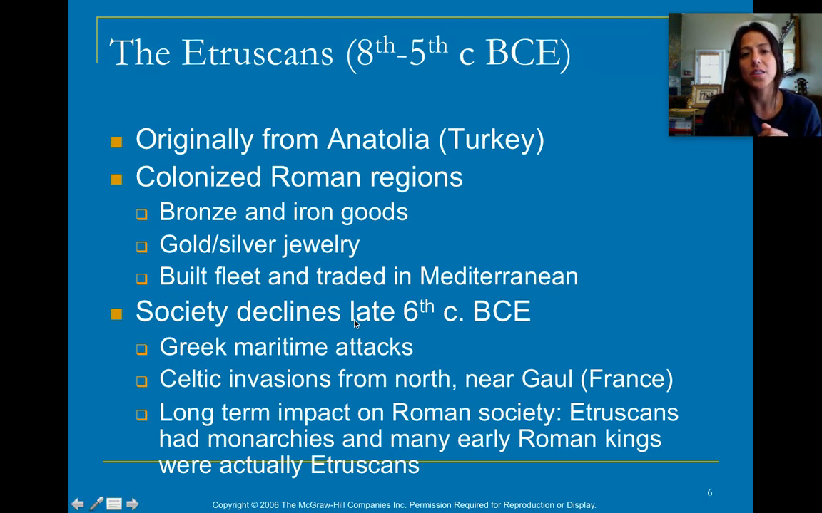Okay, so their society starts to decline in the late 6th century BC, so that's the 500s, partly because of Greek maritime invasions from outside and also Celtic invasions from the north near Gaul. So Gaul is like modern-day France. But they leave a long-term impact on Roman society. The Etruscans had monarchies, and many of the kings of Rome were actually Etruscan. So they leave a legacy of a monarchical government in place.